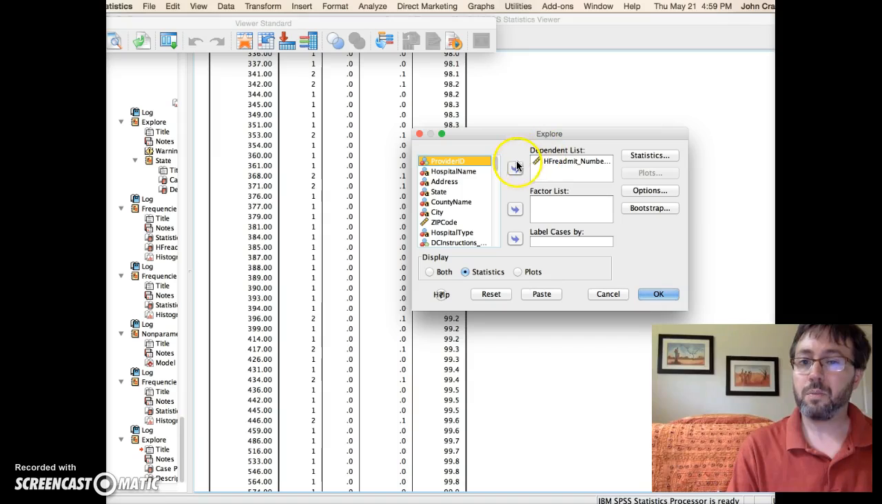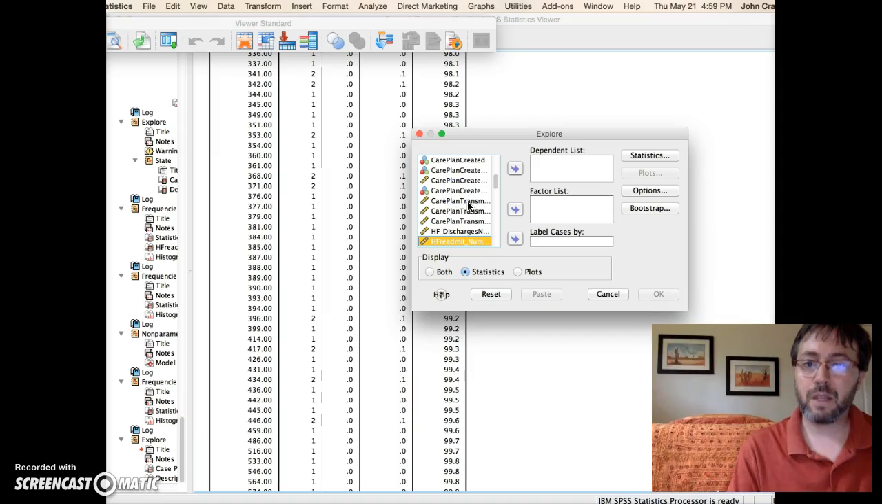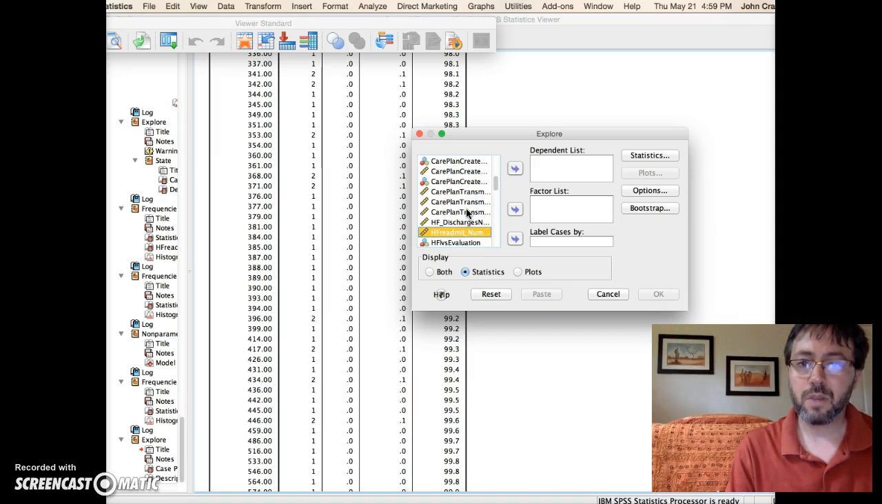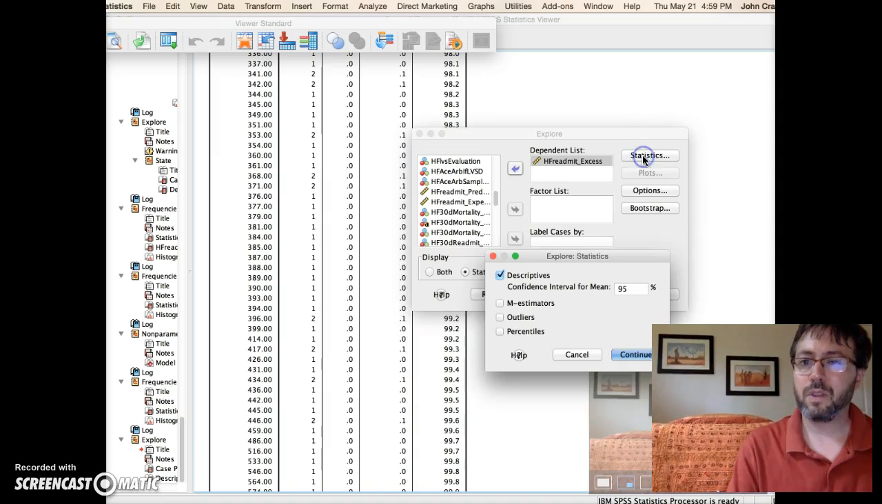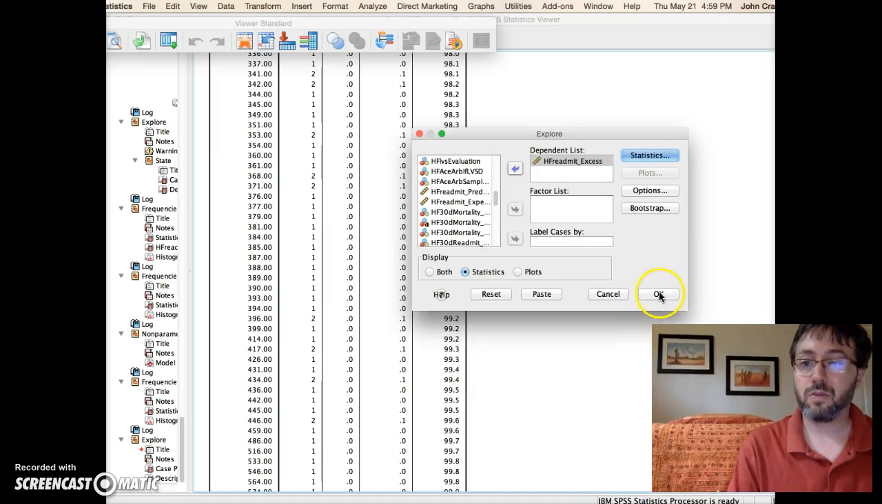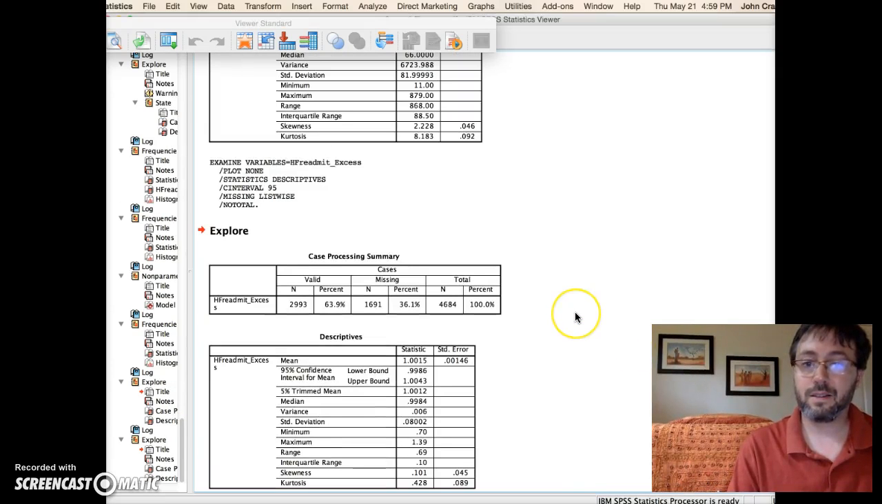So let's select the dependent variable as the heart failure readmission excess ratio. So I'll select that one from my list. Heart failure, readmit, to scan through, excess. That'll become my dependent variable. And I'm going to pull the descriptive statistics for that. So let's run that analysis.